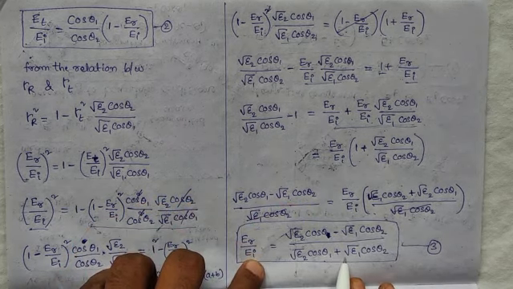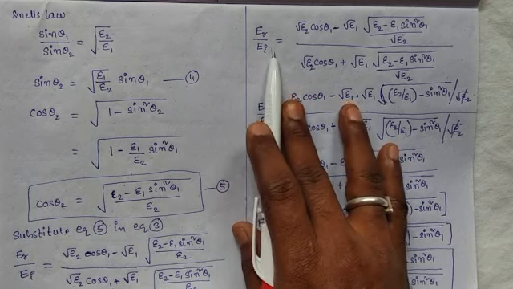Here we are substituting this cos theta 2 in equation 3, and the resulting equation is like this. Here ER by EI is equal to square root of epsilon 2 cos theta 1 minus root epsilon 1 square root of (epsilon 2 minus epsilon 1 sin square theta 1 by epsilon 2), by root epsilon 2 cos theta 1 plus root epsilon 1 square root of (epsilon 2 minus epsilon 1 sin square theta 1 by epsilon 2). Here in this, ER by EI is equal to what?